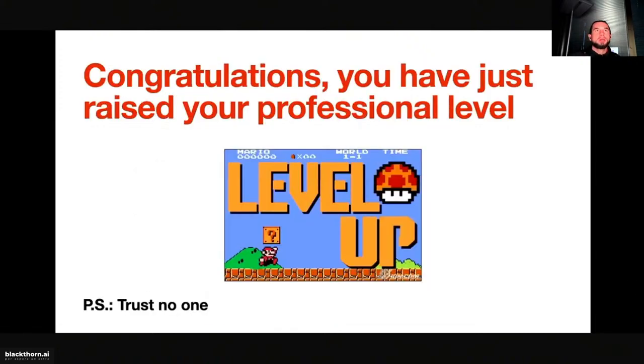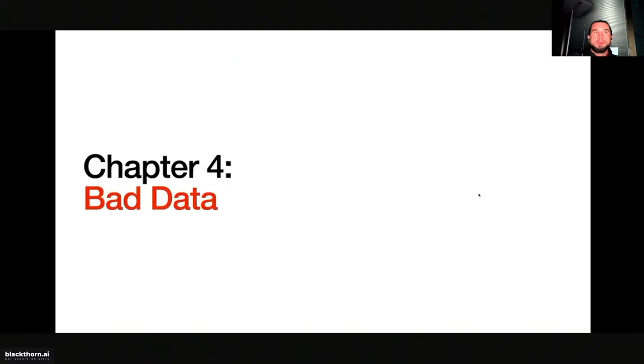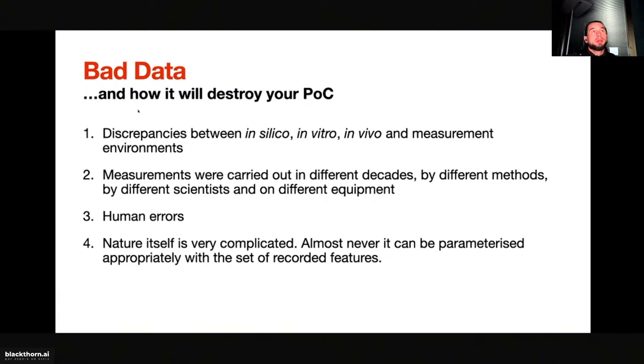So congratulations, you've just got a professional level up, and learned an extremely useful lesson: do not trust anyone. Chapter number 4, bad data. Actually, all public biological data is bad, unfortunately. Why? First, because nobody shares good data, because this is a competitive advantage. So if you decided to implement your great idea on public data, be ready. Bad data destroys your POC.